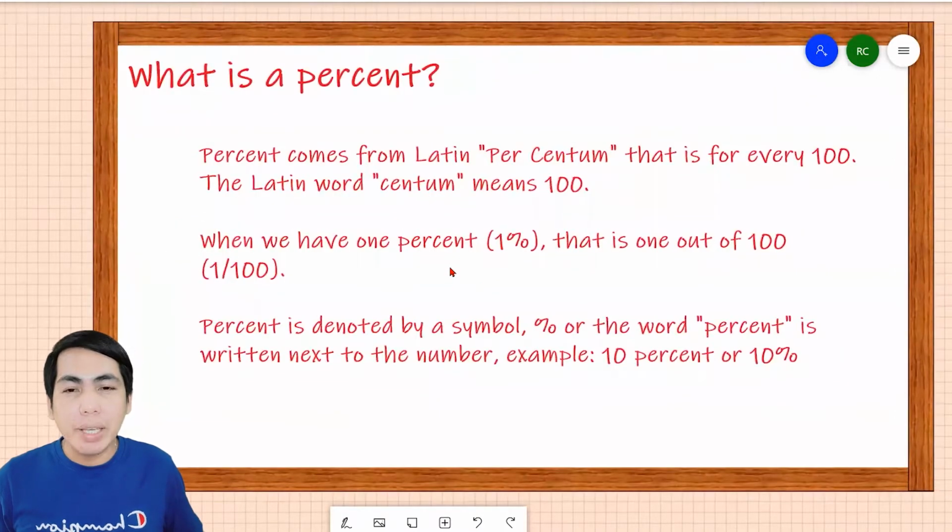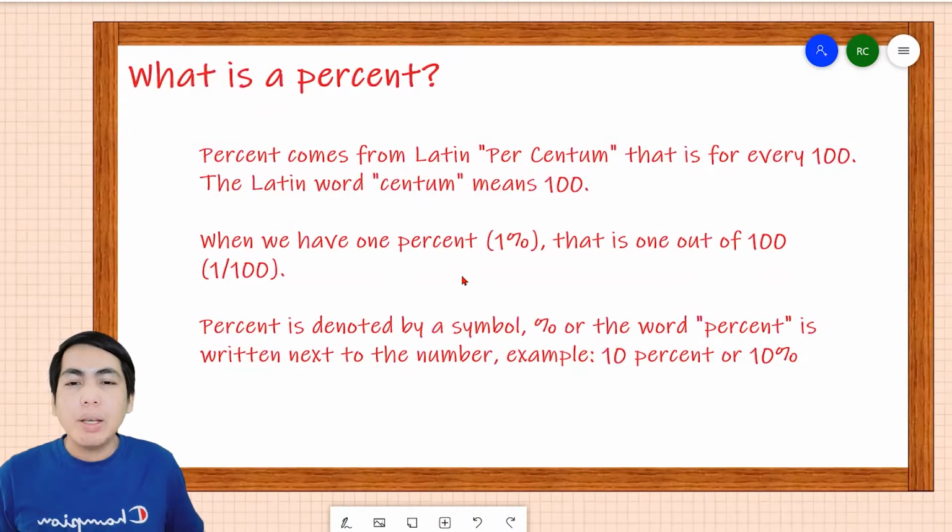What is a percent? Percent comes from the Latin percentum, that is, for every 100. The Latin word centum means 100. When we have 1%, that is 1 out of 100, or 1 over 100. Percent is denoted by the percent symbol, or the word percent is written next to the number. For example, 10%, or 10 with the percent symbol.